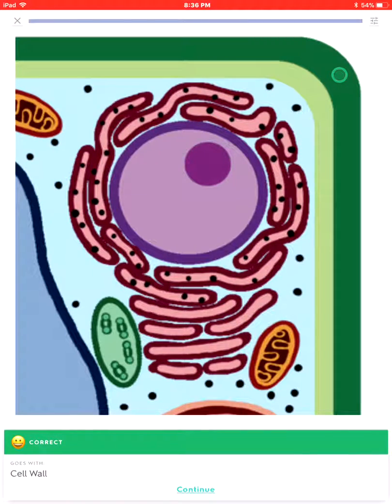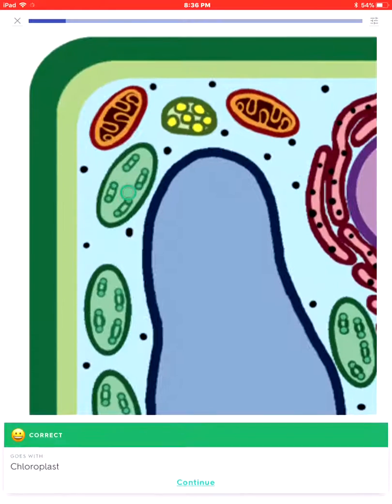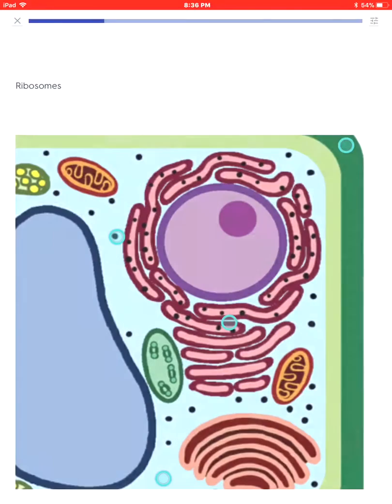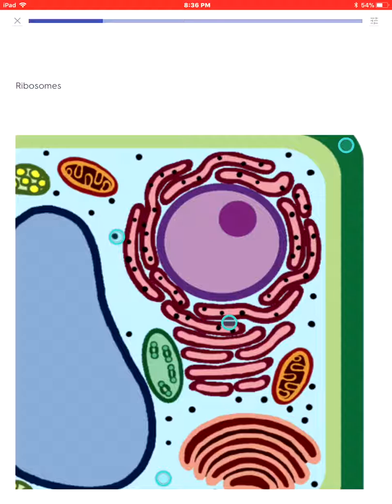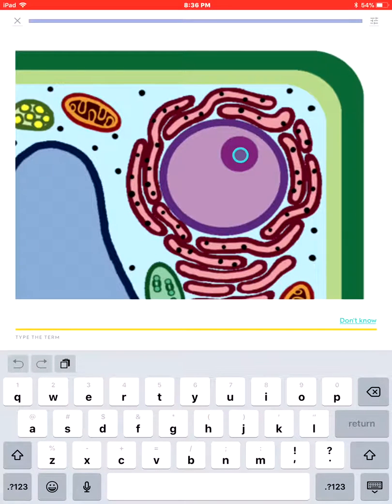It tells me correct, and I can go to continue. And then it tells you to look for the chloroplast. I click chloroplast, it tells me correct. So it takes you through a diagram of looking at the different cells. You also have the ability to write, so it gives you a picture, and then you have to tell what this is in the diagram, or you can say, I don't know.